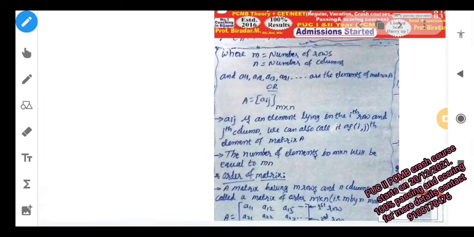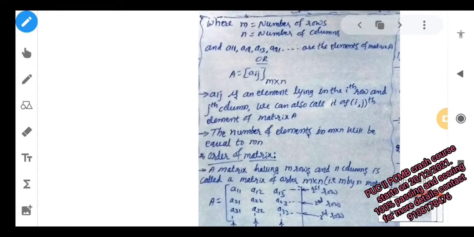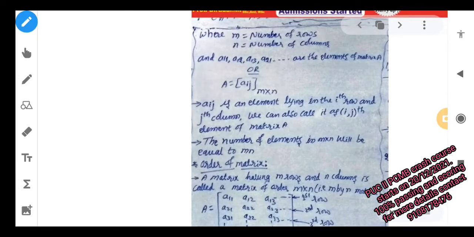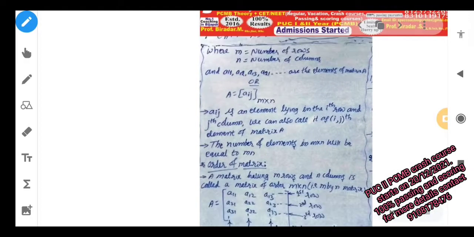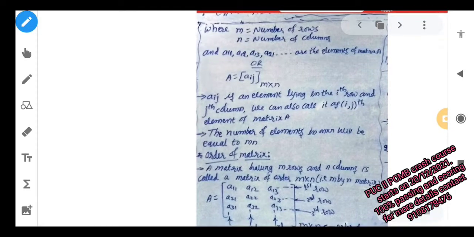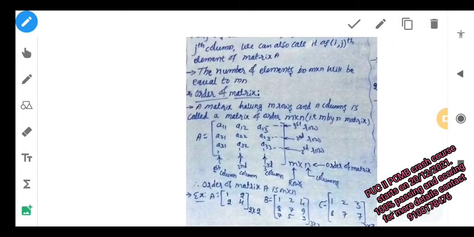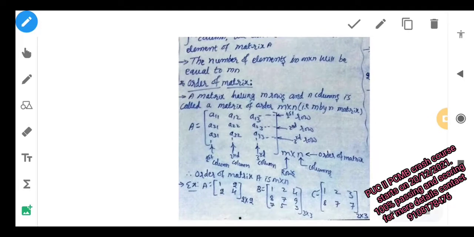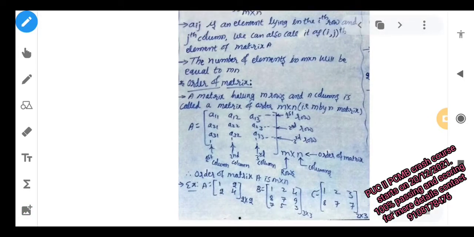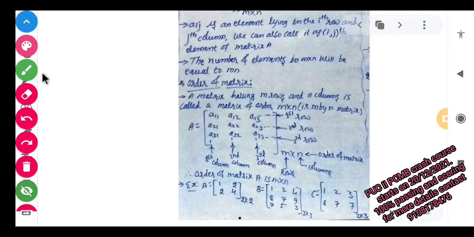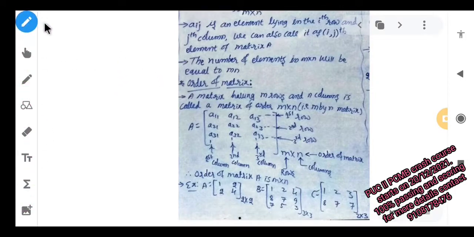So concerned with the order of a matrix. Okay, let us see here, as previously discussed, the order of a matrix, just you can glance once more. So put the heading as order of a matrix.